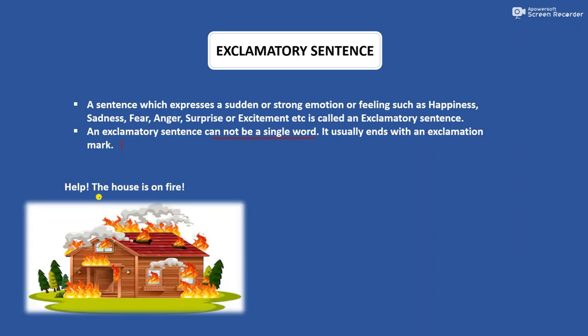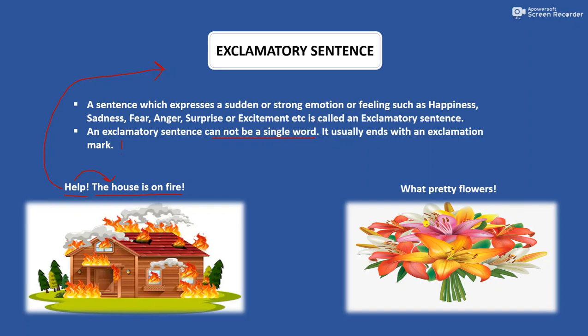The first is, Help, the house is on fire! Now if you read the sentence carefully, in this entire sentence, this word help indicates that sudden feeling of fear. But this single word cannot be an exclamatory sentence. You need to give a specific justification for that emotion. So help, continued by the house is on fire and finally ending with the exclamation, this entire thing comes under the category of exclamatory sentences.